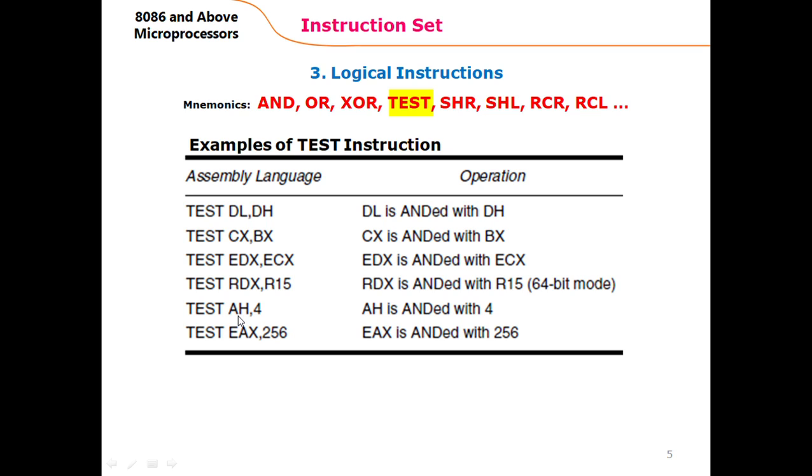the AH register, which is again an 8-bit register. So the two 8-bit values are ANDed and the result affects the flag bits. And here 256 is a decimal value, and this is ANDed as a 32-bit value with the 32-bit value in the EBX register, and the result modifies some flags.